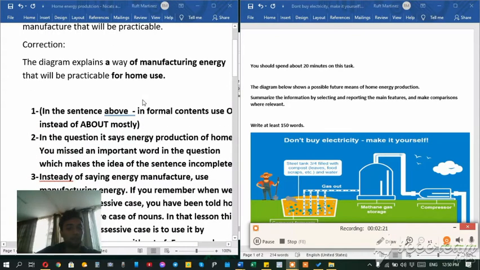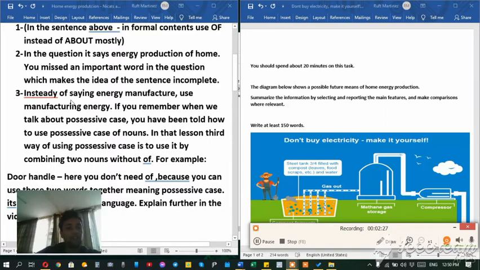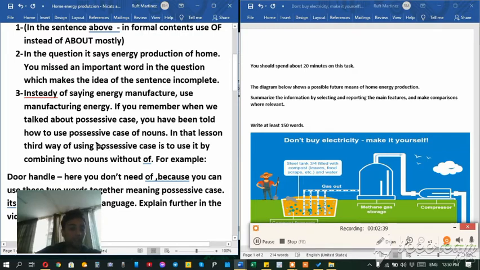If you remember, I think I told you that instead of saying energy manufacture, use manufacturing the energy. If you remember when we talked about possessive case, I told you how to use possessive case of nouns. So there are 4 ways. If your noun is a person or an animal, you can use 's, like my cat's tail, or my father's car.